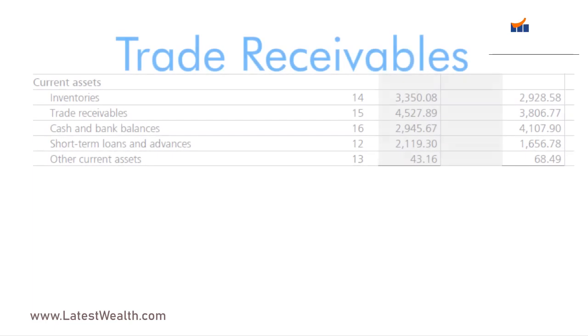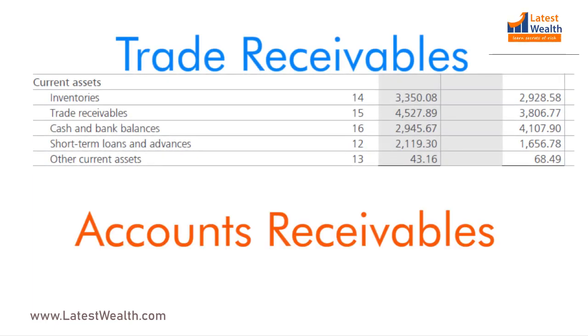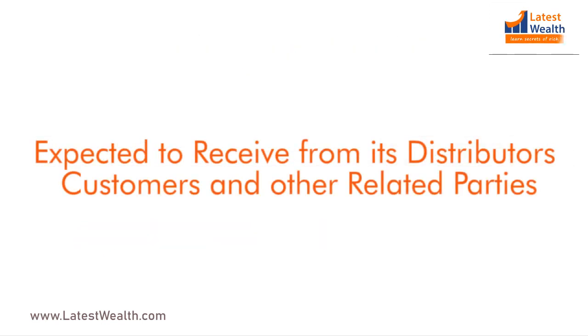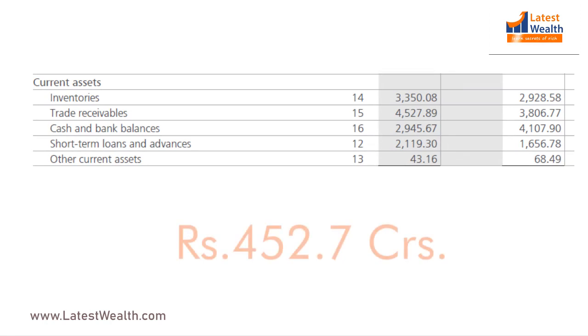Next line item is trade receivables, also referred to as accounts receivables. This represents the amount of money that the company is expected to receive from its distributors, customers and other related parties. Just see here, trade receivable for ARBL is rupees 452.7 crores. That means even in a small business also it happens.